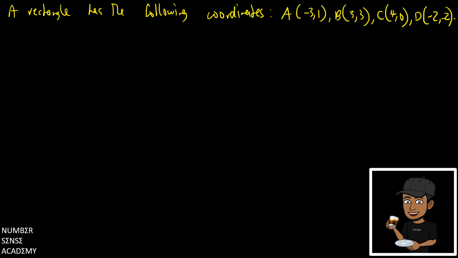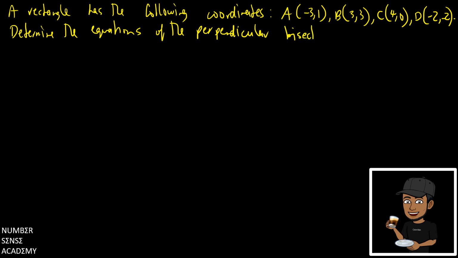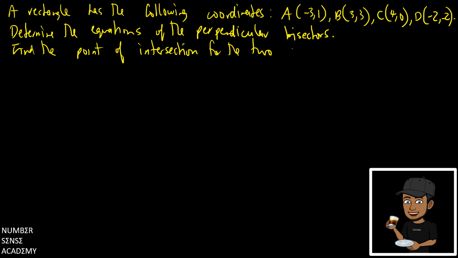So we want to determine the equations of the perpendicular bisectors. That's one. Then we want to find the point of intersection for the two perpendicular bisectors.